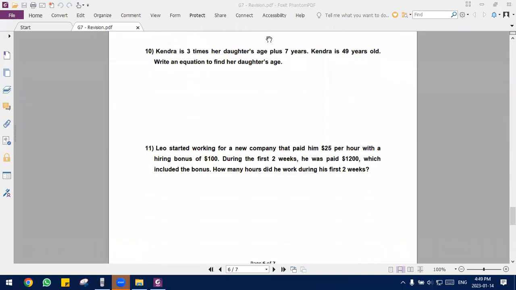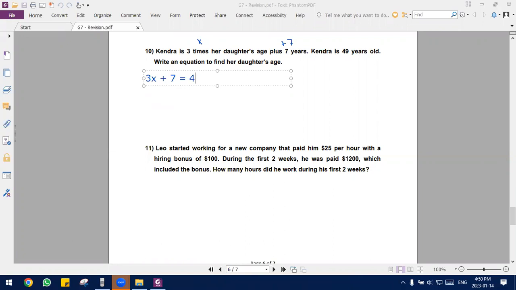Okay, another question. Kendra is 3 times, which means multiplication, her daughter's age plus 7. So now Kendra is 49. Okay, now we write the equation. She's 3 times, so 3x, her daughter's age plus 7. And now she is 49. They said write an equation to find her daughter's age, which is x.